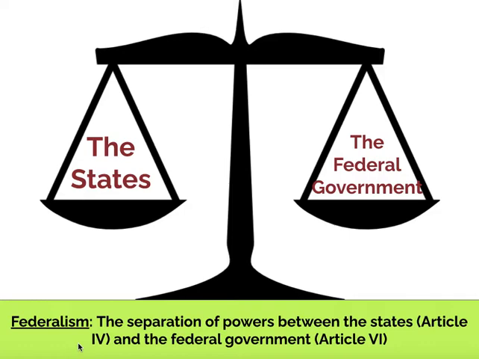We've looked at this word before, but the definition is the separation of powers between the states, which is what Article 4 is all about, and the federal government, which is what Article 6 is all about. So thinking back, it would make sense for the Founding Fathers to need to list in the next few sections here what powers the states have specifically and what powers the federal government has.